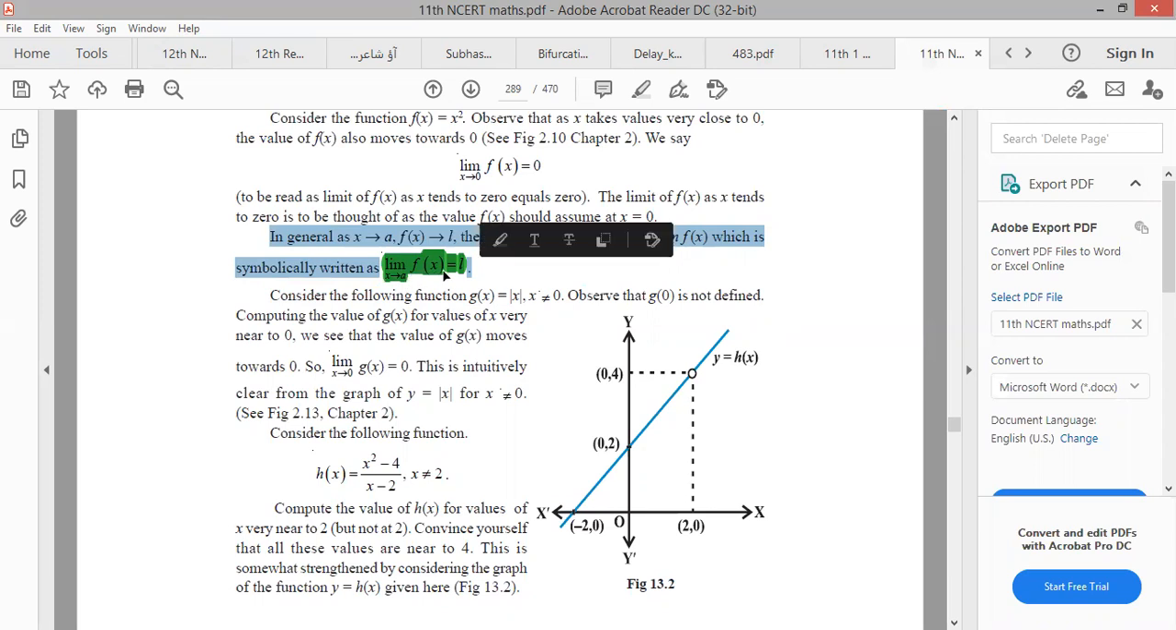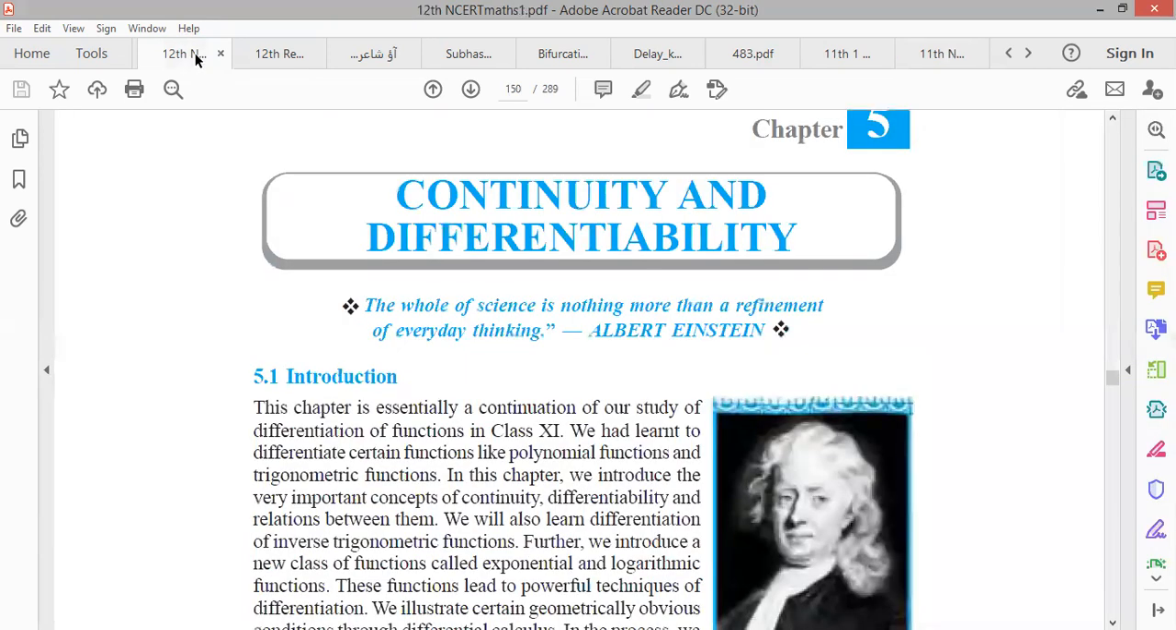Limiting value x tends to a, f of x is equal to L. So this L is any finite number. This L is any number. We say that the limit exists. So in class 12th, we are now going to discuss the continuity of a function.